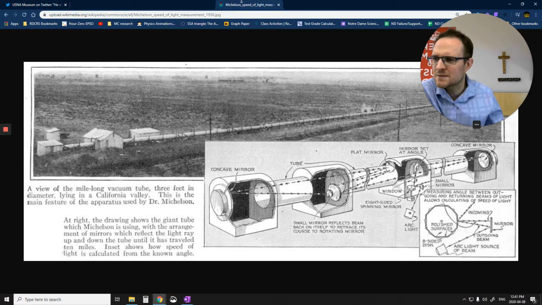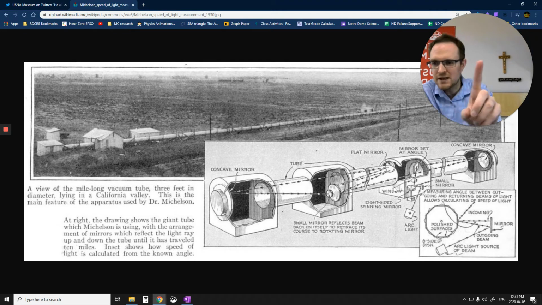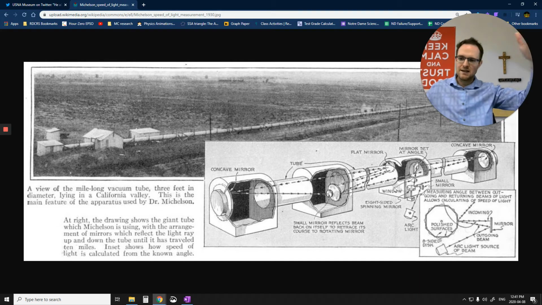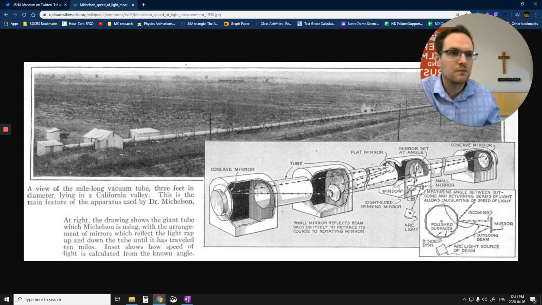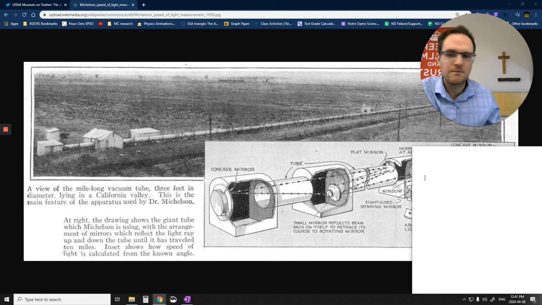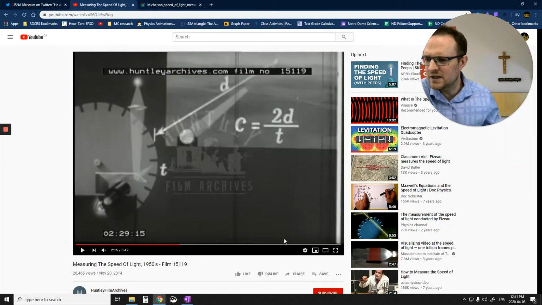One of his other experiments here is a mile-long tube that he created. It's pretty much almost a vacuum. The reason it's so long is that the light bounces back and forth a few times to increase the distance the light has to travel. Then it strikes this rotating mirror. And what the experiment is all about, I'll show you a little video here. We're going to actually maybe just watch the video together.